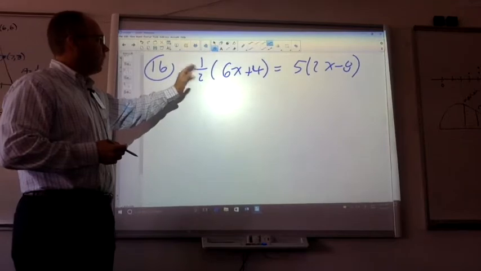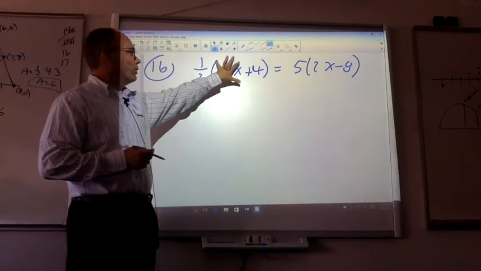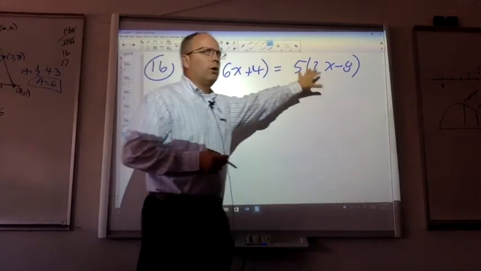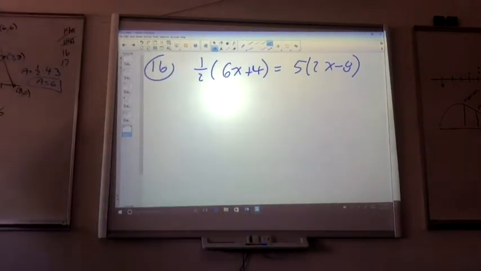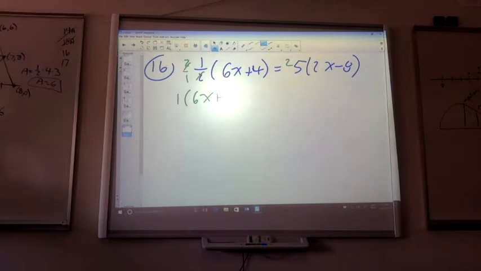Let's get rid of the fraction, so I have to multiply both terms, this whole term, and this whole term by what to get rid of the fraction? 2 over 1. Good. So those cancel. That gives me 1 parentheses 6x plus 4. This gives me 10 and 2x minus 8. Is that okay so far?